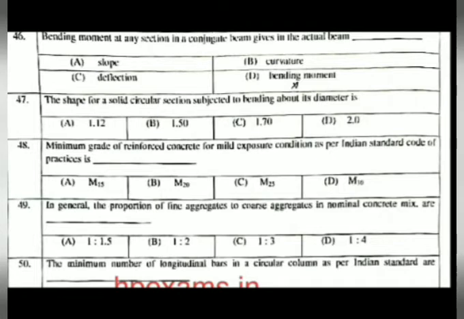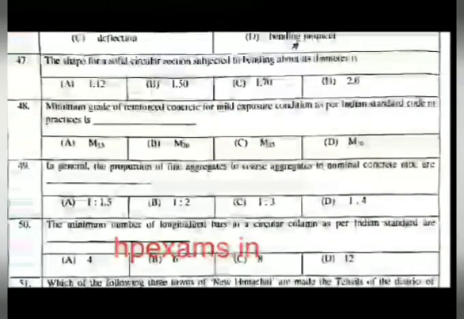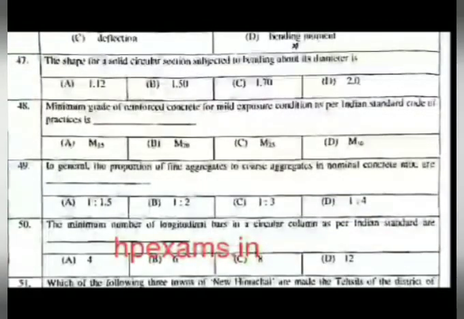And the right answer for this question is option B, M20. In general, the proportion of fine aggregates to coarse aggregates in normal concrete mix are? And the right answer for this question is option B.